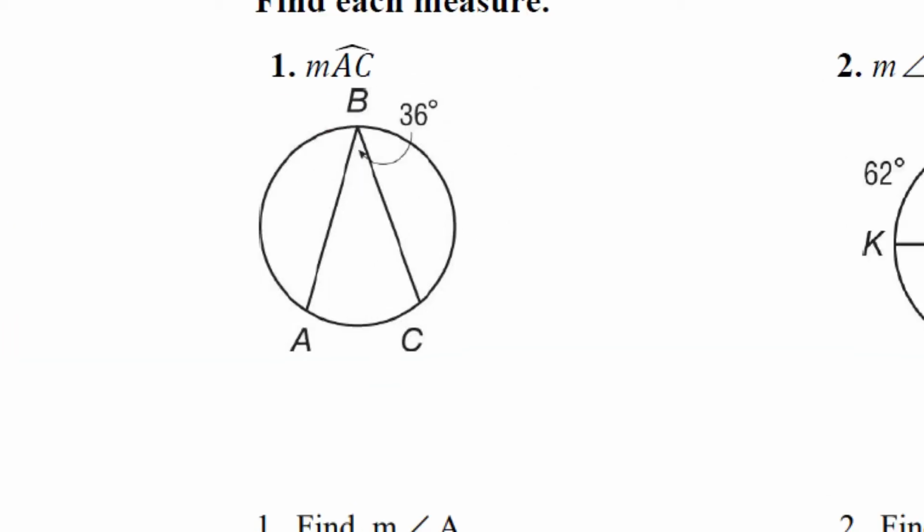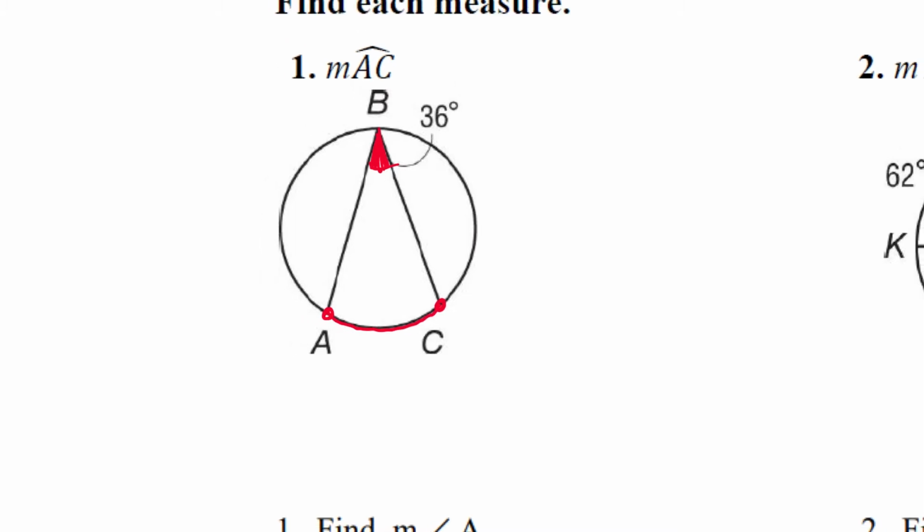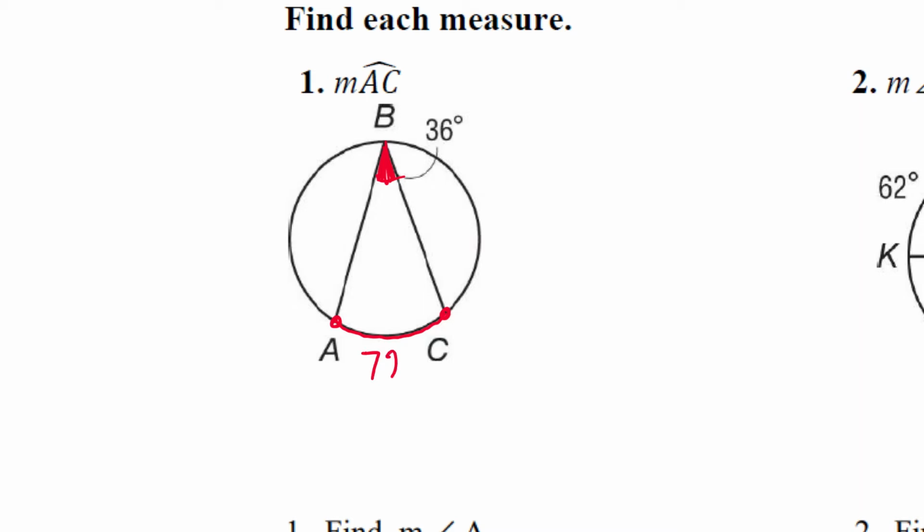Okay, so on number 1, it asks for the measurement of arc AC. So we're looking for the measurement of arc AC. So the inscribed angle is 36. So what's that arc going to be? It is going to be 72. The angle is half of the arc. So I'm just thinking, all right, 36 is half of what? So what's the easy way to get from the angle to the arc then? Yeah, just multiply it by 2.